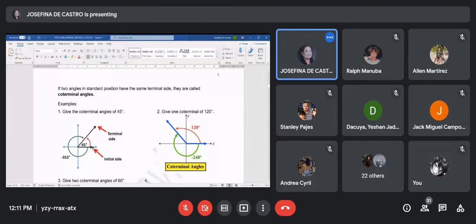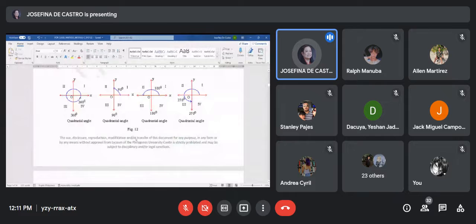So if your terminal side falls on the axis, positive y-axis or negative y-axis, positive x-axis or negative x-axis, we call that quadrantal angles. So for the quadrantal angles, we have infinite quadrantal angles. So dalawang ikot yan. The terminal side will fall on the positive x-axis. Dalawang ikot, so that is 720 degrees. So there are infinite quadrantal angles.